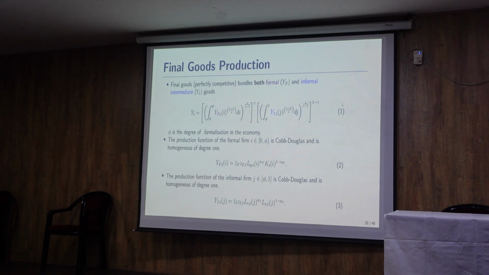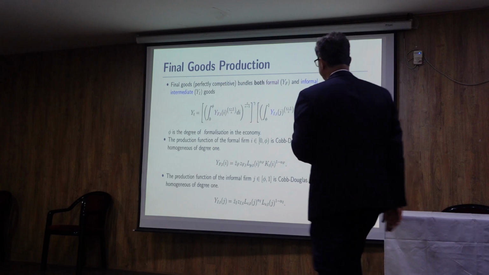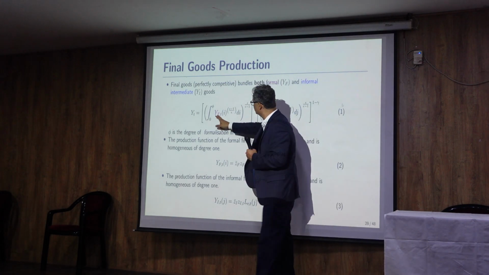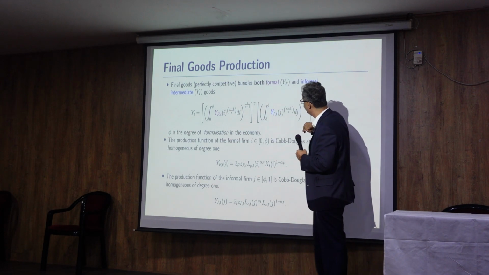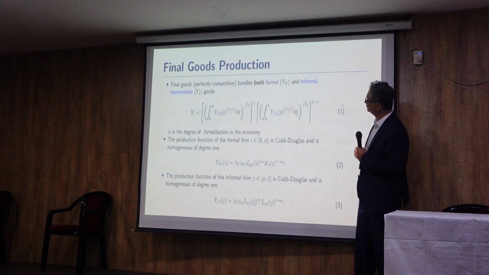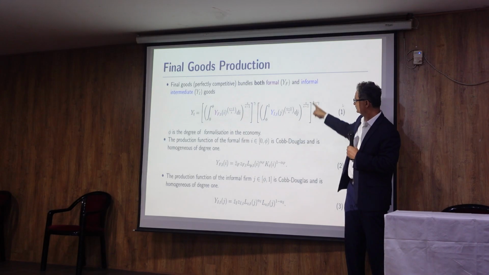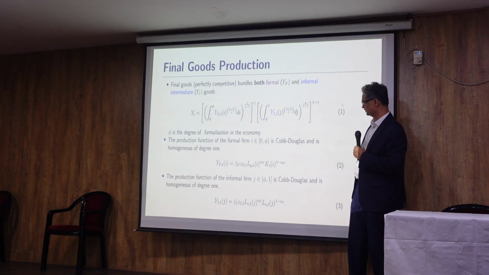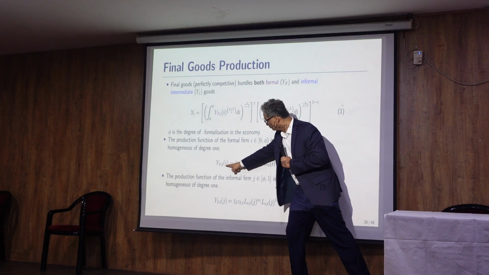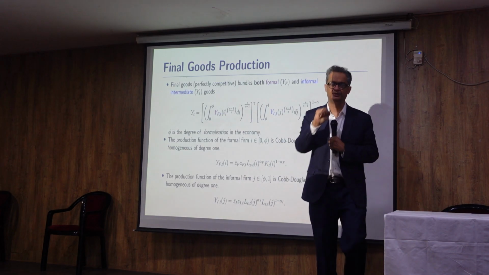Total GDP Y is produced based on inputs that it buys from the formal good variety firms, indexed by I, and the informal good variety firms, indexed by J. These are just their elasticities, and this is also an elasticity, the elasticity of substitution. The formal guys, so then, lesson number 3.